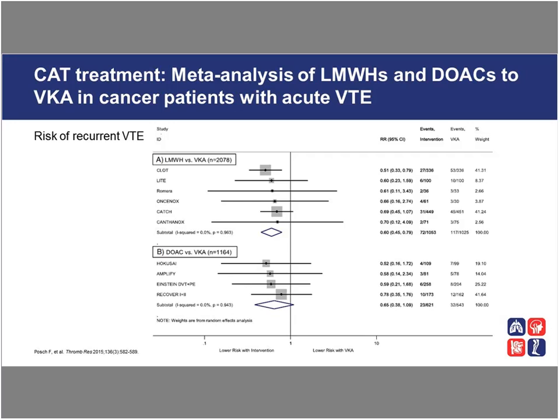We see that the summary estimate shows to be in favor of low molecular weight heparin when looking at the risk of recurrence. And similarly, when we show the DOAC studies comparing DOAC to vitamin K antagonists, specifically in cancer subgroup patients, we see a trend towards favoring the DOAC in these studies.